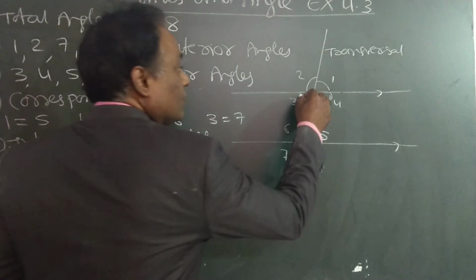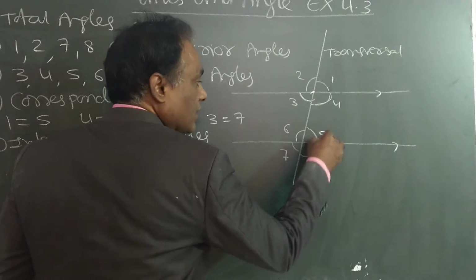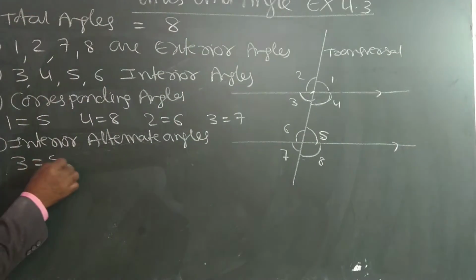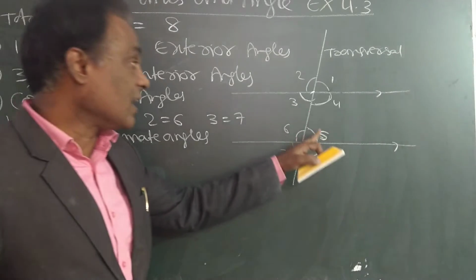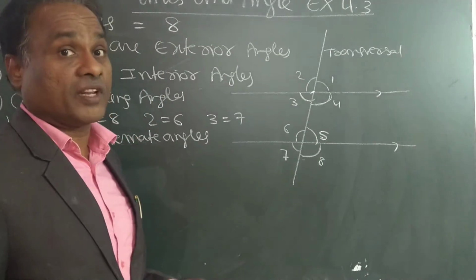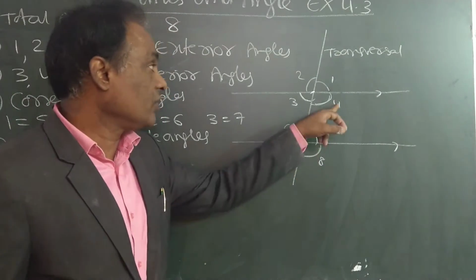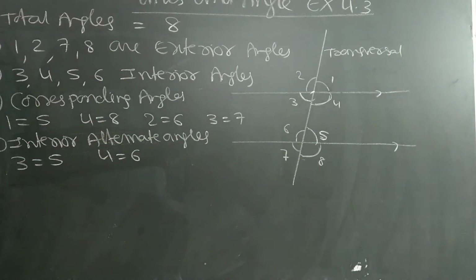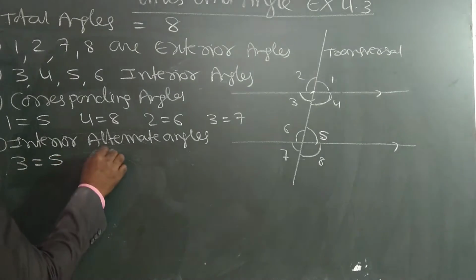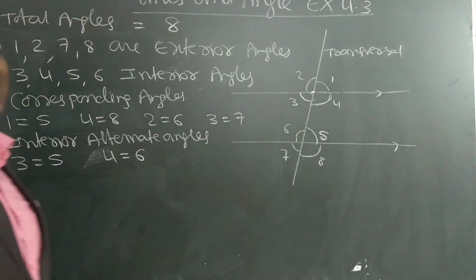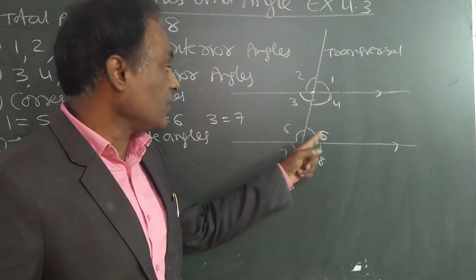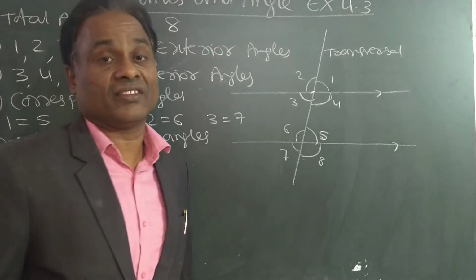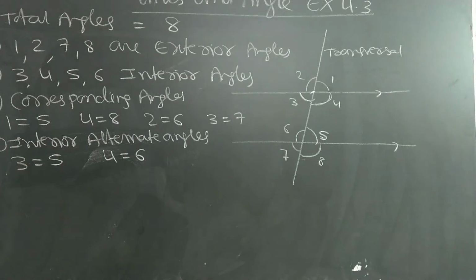Opposite sides, that means 3 is equal to 5. These 3 and 5 are called alternate angles and they are equal. Very, very important. 3 is equal to 5. Similarly, 4 is equal to 6. These interior alternate angles, 3 and 5, are alternate angles, and 4 and 6 are also called alternate angles. Next.